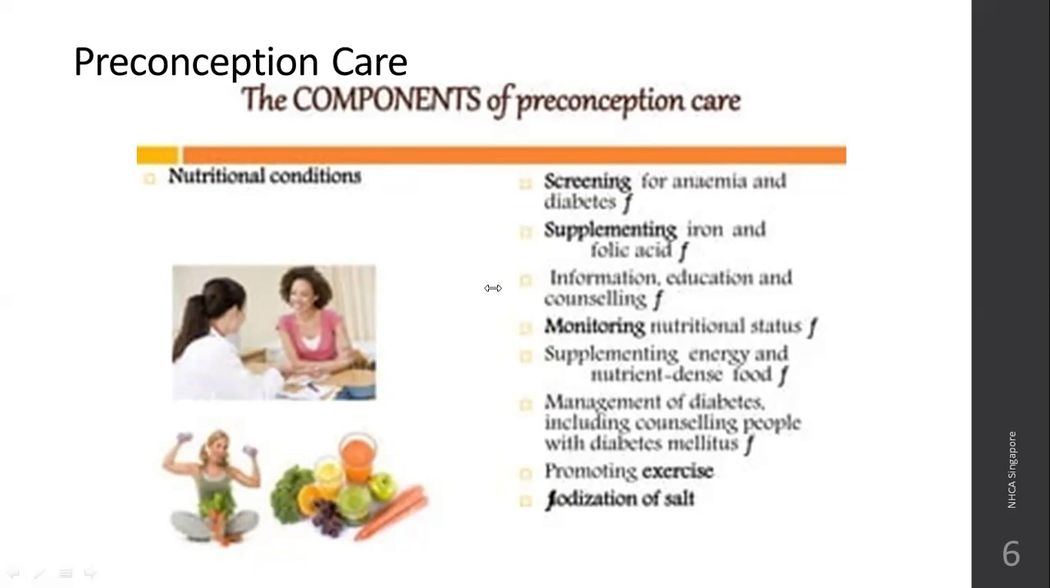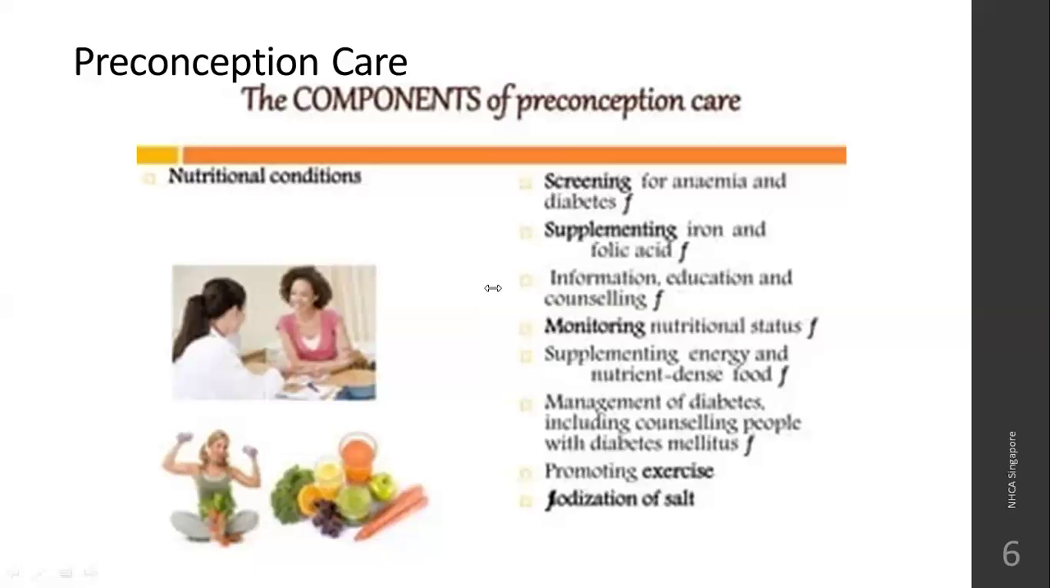So, according to the nutritional conditions, screening for anemia and diabetes is done. We'll discuss in detail. The supplementation of iron and folic acid is done so that you correct your anemia before you get pregnant.